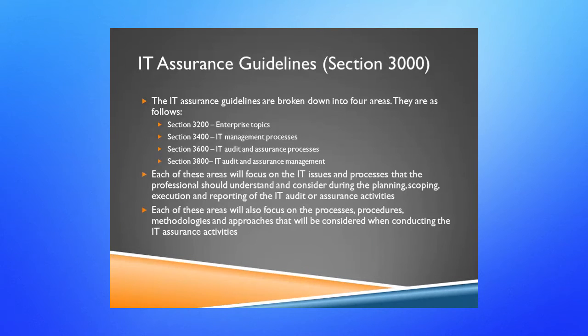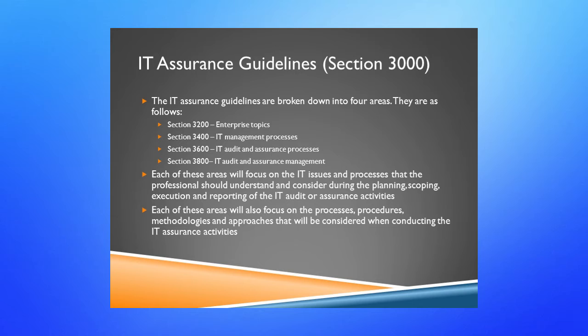Now we also had under ITAF the assurance guidelines. This was section 3000. Actually, in this section there are many other subsections that are a part of it, and the IT assurance guidelines are broken down into 4 basic areas, and we're going to look at each of them. Section 3200 was the enterprise topics. Section 3400 is the IT management processes. Section 3600 dealt with the IT audit and assurance processes, and Section 3800 dealt with the IT audit and assurance management.